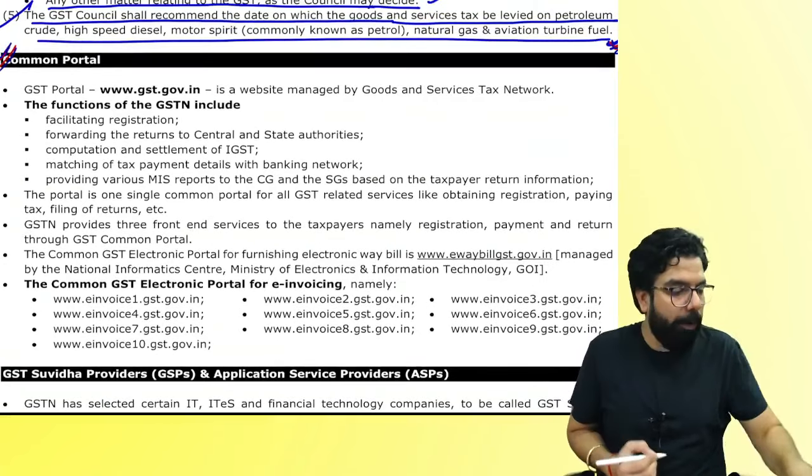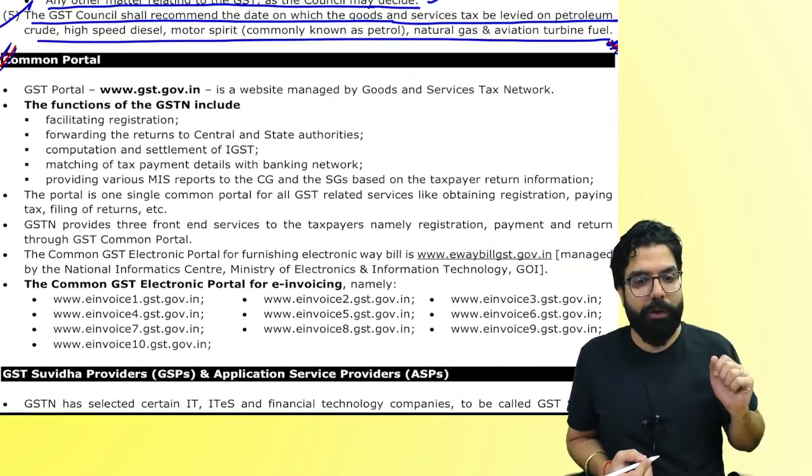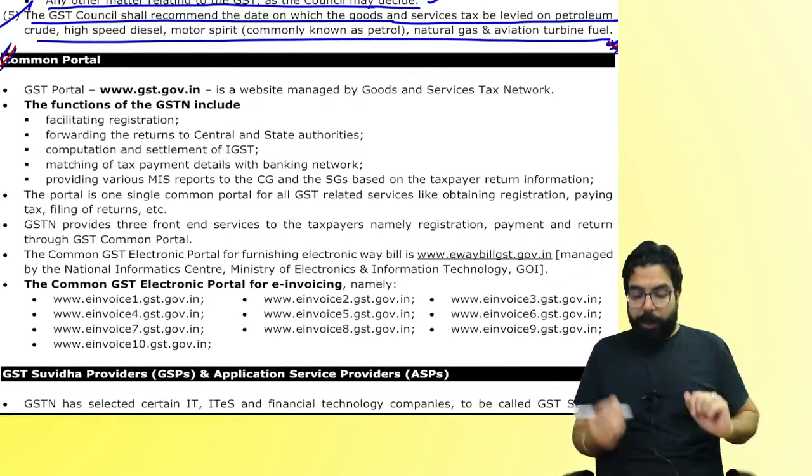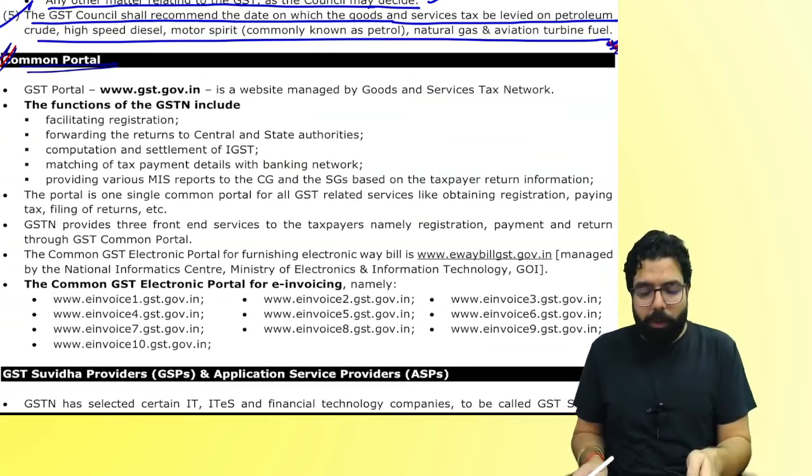Now we have the GST common portal. People watching at home, are we all 100% clear? Yes, audio video is clear to all of you? Chalo. Now, tell me one thing. Common portal. Why is it called a common portal? What is the common portal?